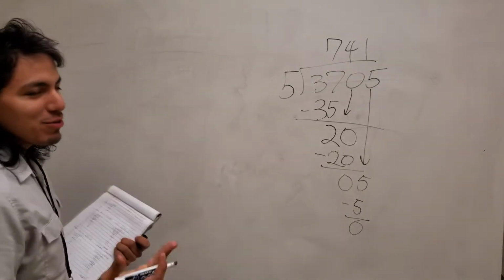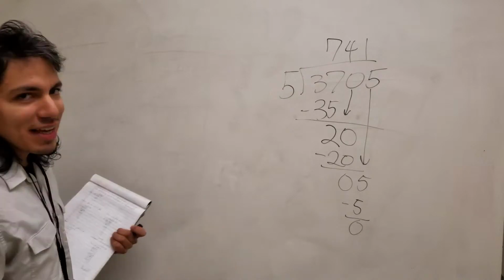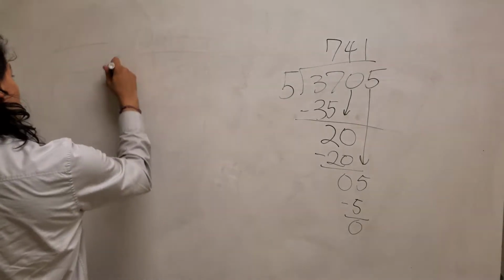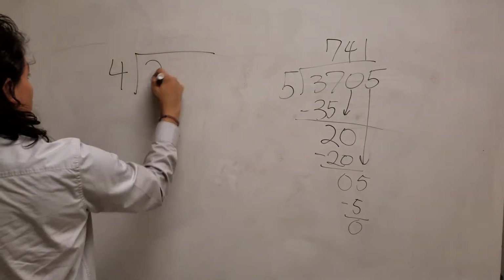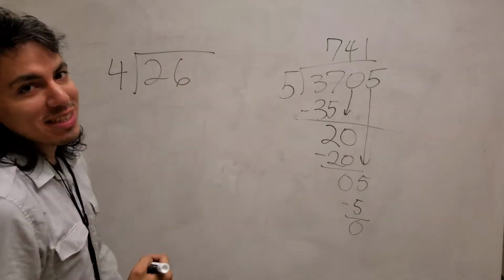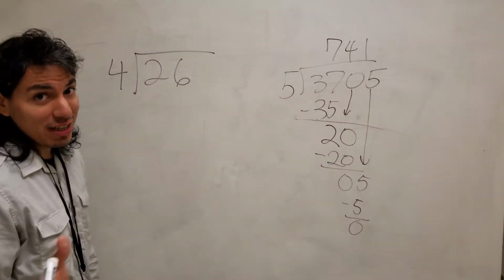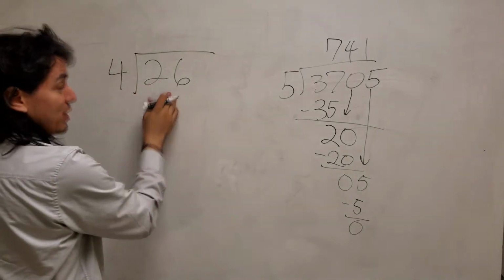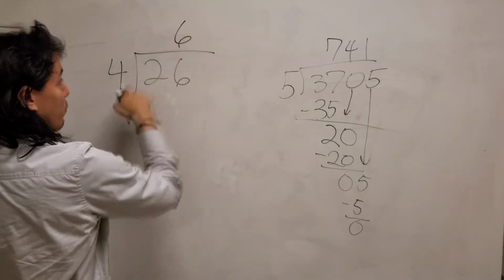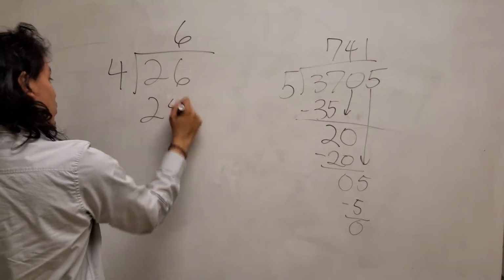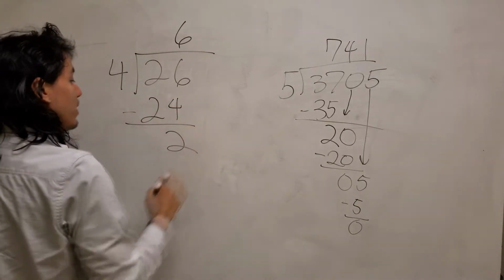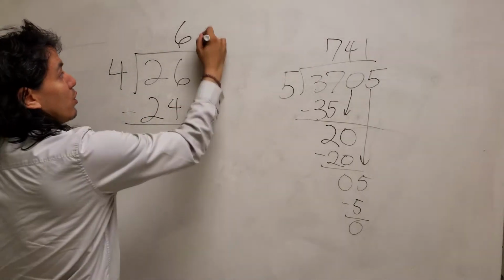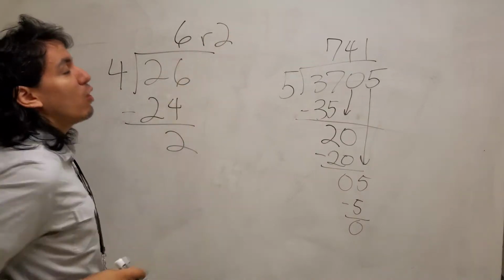But the point that I'm trying to make is that there is no such thing as everything dividing into everything perfectly. For example, 4 does not divide into 26 perfectly. I already can tell you that just by looking at it. 4 can get close to 26 by multiplying 4 times 6, which gives me 24. My remainder is 2. So you'd write your answer as R2.